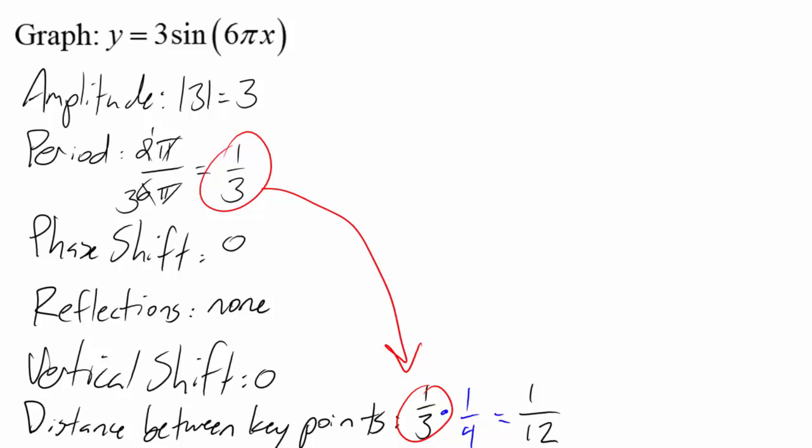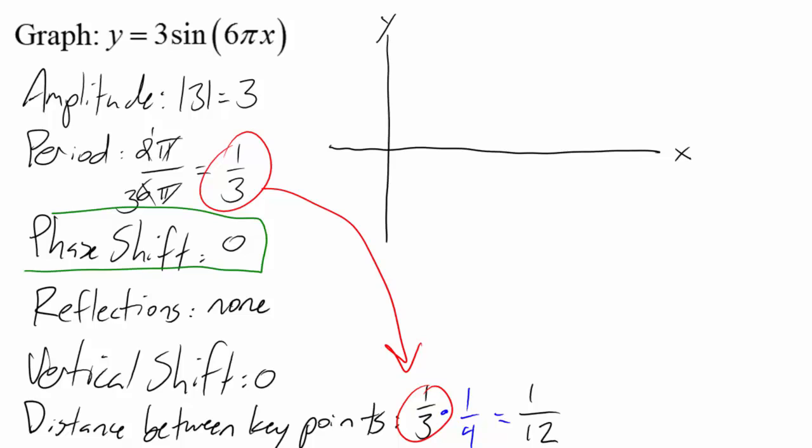So what this means is that every point that we care about for our key points is going to be 1/12 of a unit away from the previous point. So what we're going to do now is just take all of this information and put it together. I'm going to start by drawing our coordinate axes. Get our x-axis down here, going from left to right, y-axis going up and down. And now we are going to start by looking at our point from the phase shift.